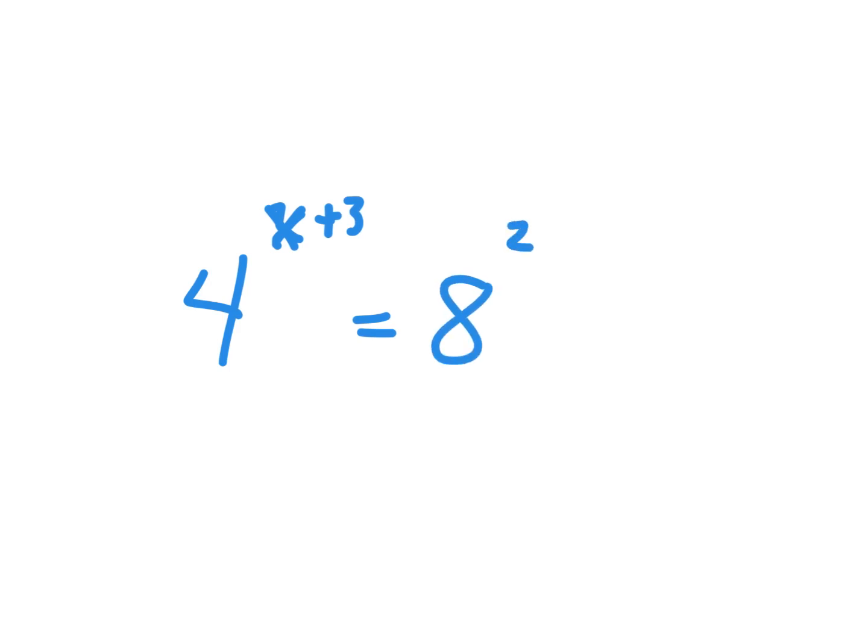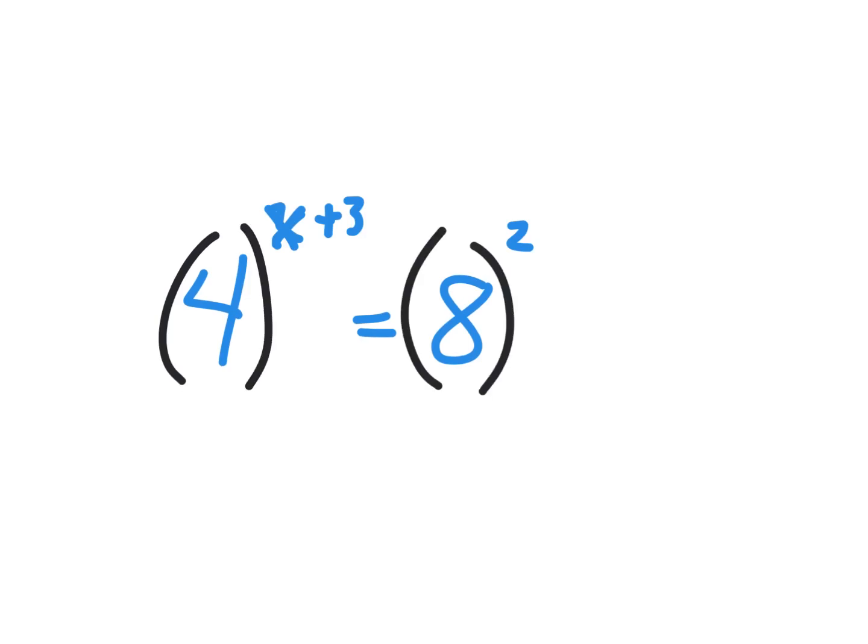Okay, so let's talk about something that is on this test, and you are expected to be able to do it. What if I said 4 to the x plus 3 is equal to 8 to the second? Why is that any different? It's got an x in the exponent. It's different because you can make the bases the same. Take a second. Change both of these.